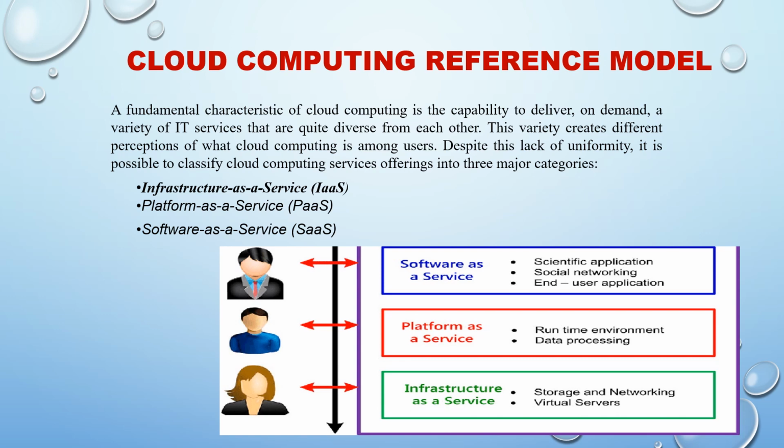Cloud Computing Reference Model. A fundamental feature of cloud computing is the capability to deliver on demand a variety of IT services that are quite diverse from each other. This variety creates different perceptions of what cloud computing is among users. Despite that lack of uniformity, it is possible to classify cloud computing service offerings into three major categories: infrastructure as a service, platform as a service, and software as a service.